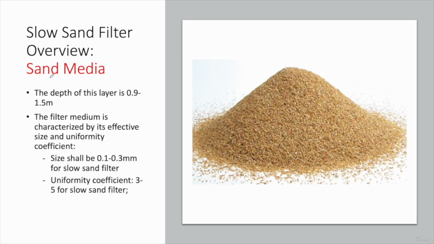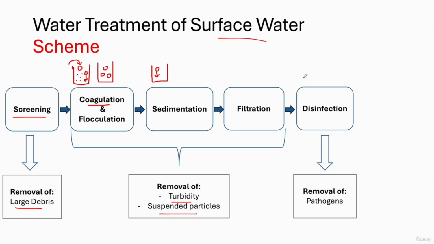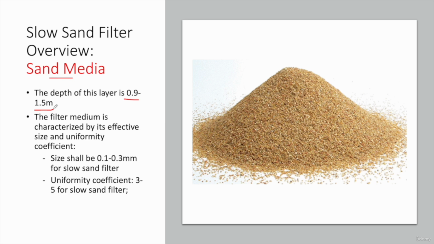Now, concerning the sand media, the depth of this layer is 0.9 to 1.5 meters, but it has to fill a huge surface area. The length and the width of a slow sand filter can reach 50, 60, 70 meters. So we are talking about very big amounts of sand media. The size or the diameter is 0.1 to 0.3 millimeters. So these are very fine particles, and the uniformity coefficient is between 3 to 5.